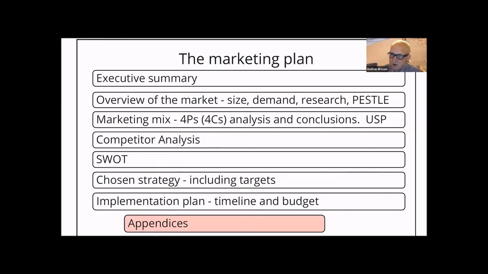And then finally, you may see in some of these sections just a summary with the detailed information appearing in the appendices, or in some cases not even appearing in the appendices at all, because you keep them internal to the organization and you don't put them in your plan. And that's an overview of what we'd expect to see in a typical marketing plan.